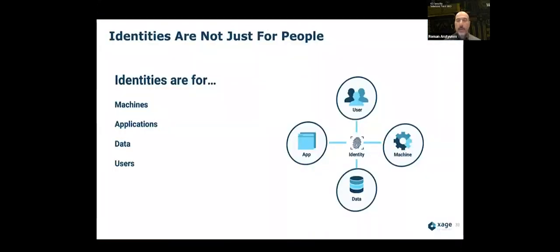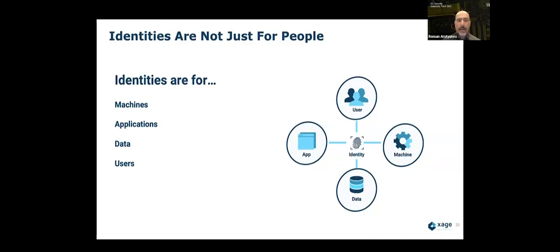What we've come up with is an identity-based approach to protect assets and allow access on a very granular level. And what I mean by identities is not just identities of users, but also identities of machines, identities of applications, and even identities of data. And why are we talking about identities in the first place?